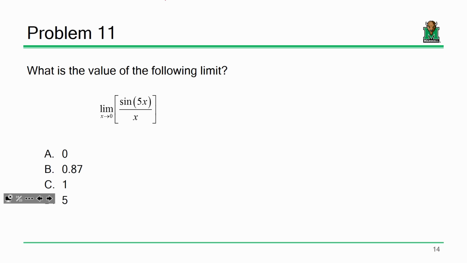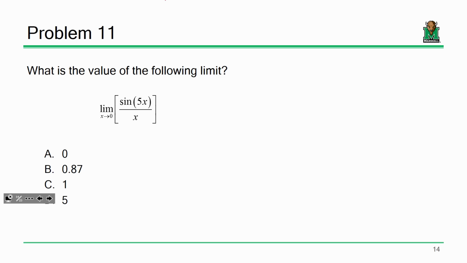Oh, do you love L'Hopital? This is an L'Hopital problem. This is L'Hopital's rule. Why is it L'Hopital's rule? What happens if I just plug in 0? You get 0 over 0. This is an indeterminate form.